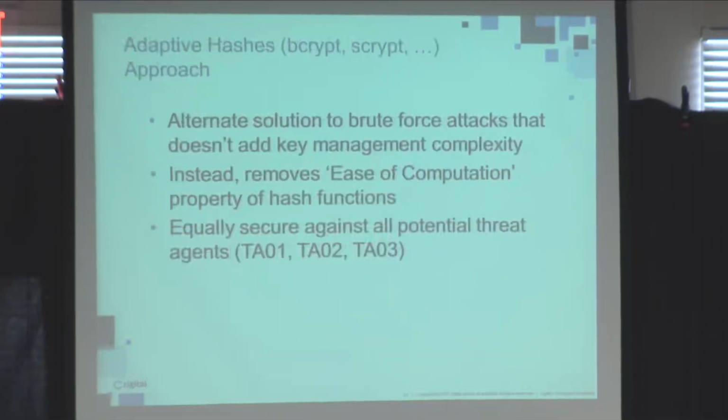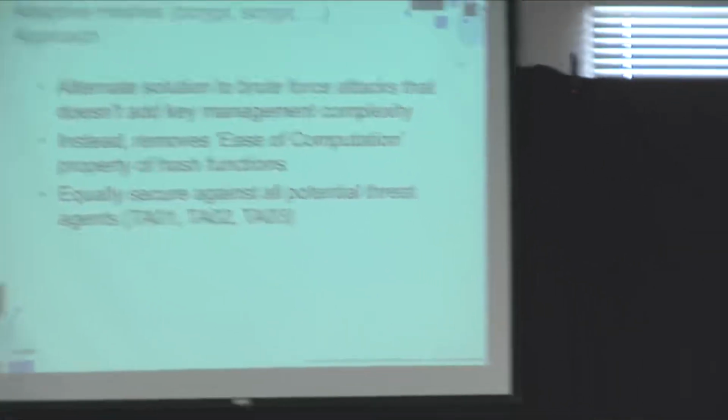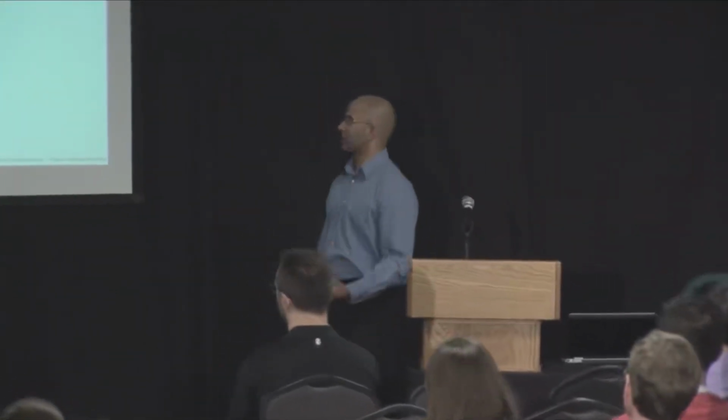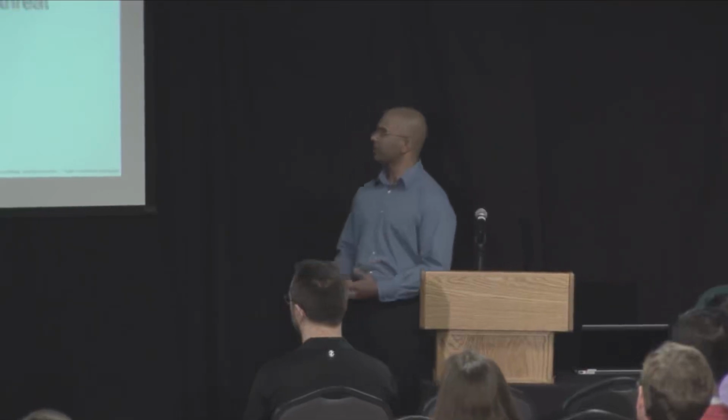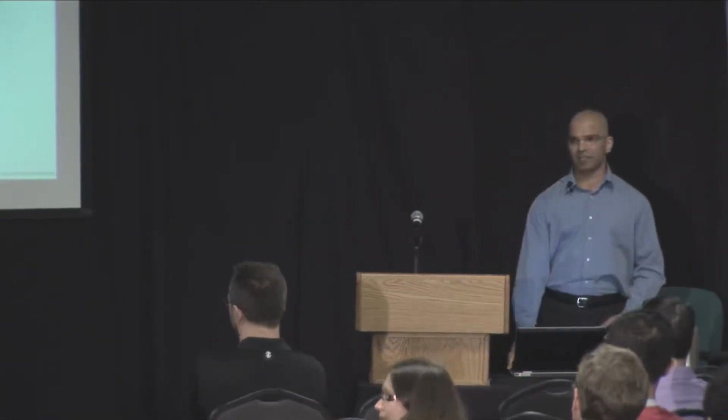Now that brings us to adaptive hashes, which is really what the main point of today is. It's really a different solution to brute force attacks that doesn't add the complexity of key management. So it's an alternate solution to the keyed salted hashes. What it does is it removes the ease of computation property of hash functions. So now hash functions are much more difficult to compute, and it's equally secure against all potential threat agents, or potentially equally insecure.